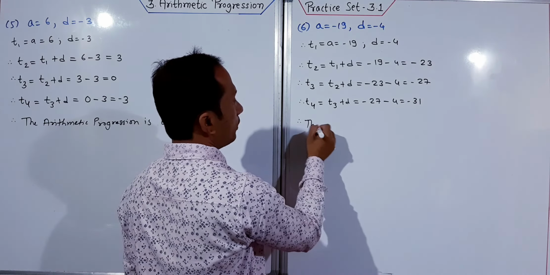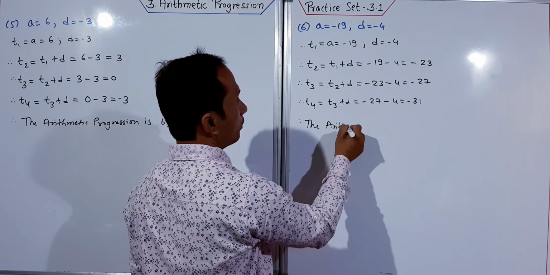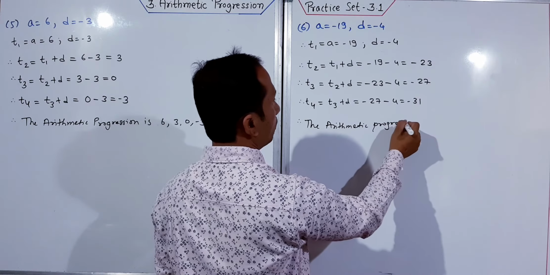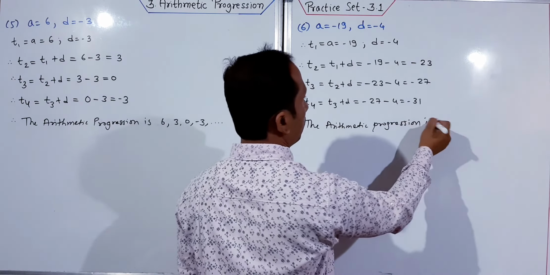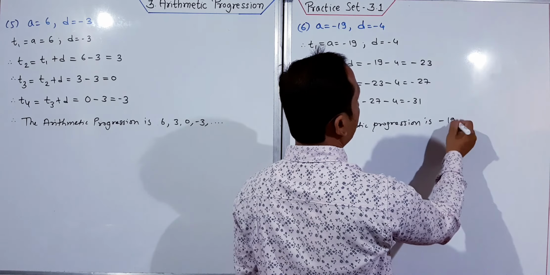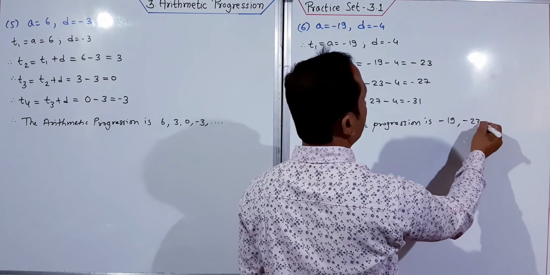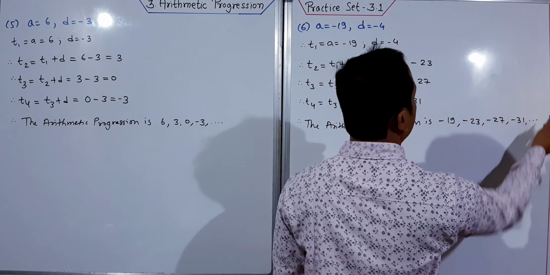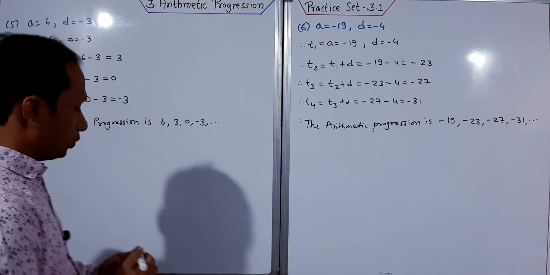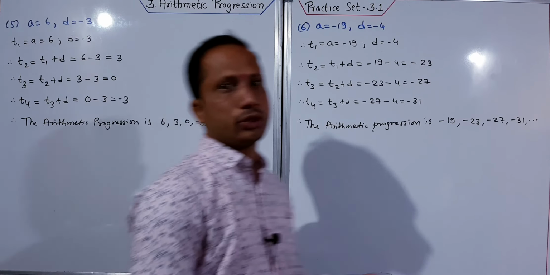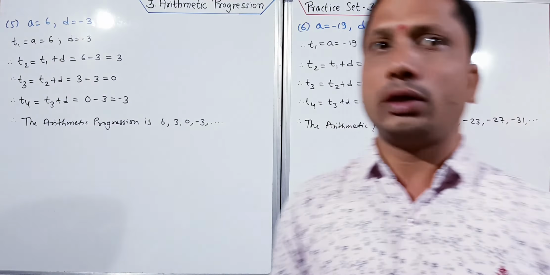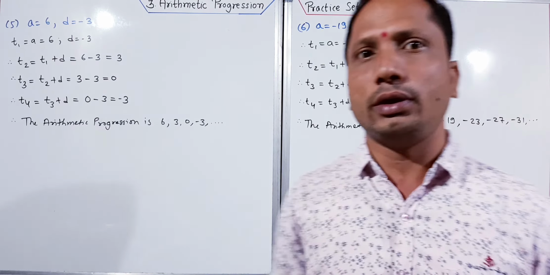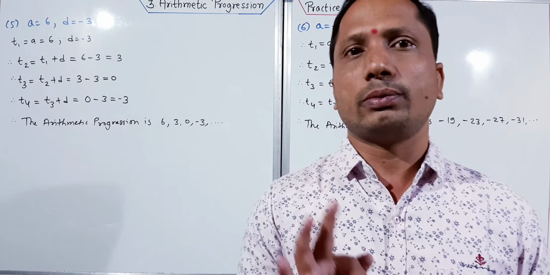Therefore the arithmetic progression is minus 19, comma, minus 23, comma, minus 27, minus 31 and so on. So in this way you have to do the calculation to find out the given arithmetic progression. This is the second category of questions. We have completed it, and now we are going to solve question number 3.